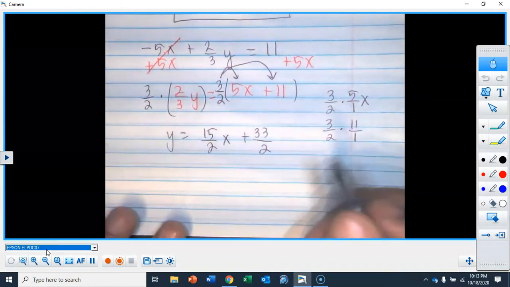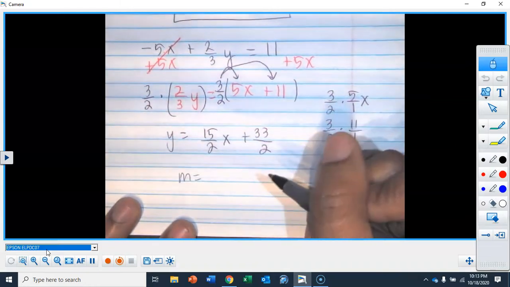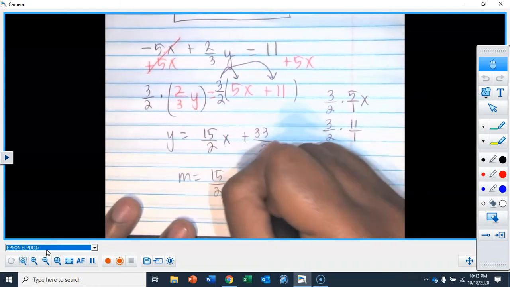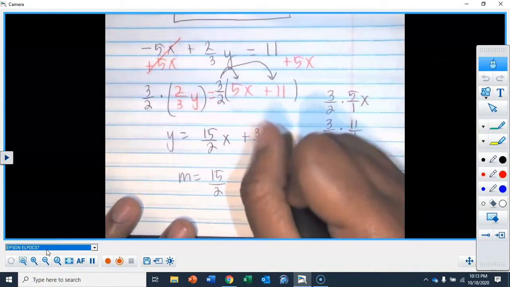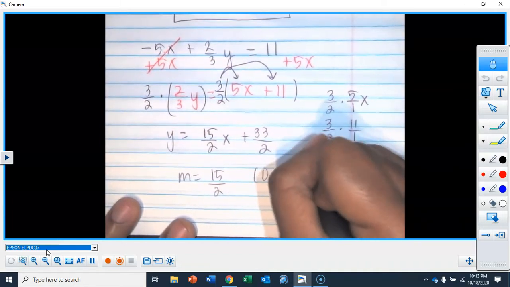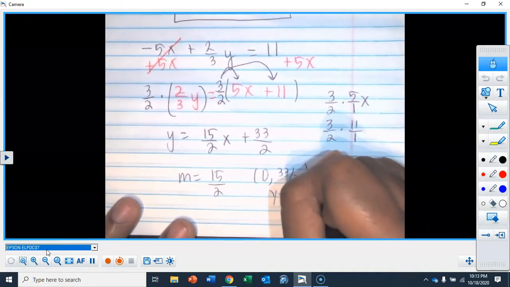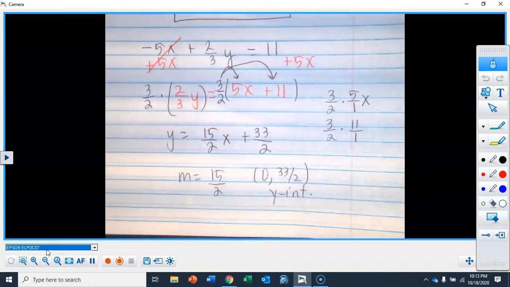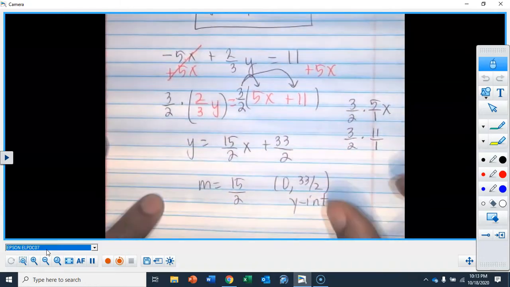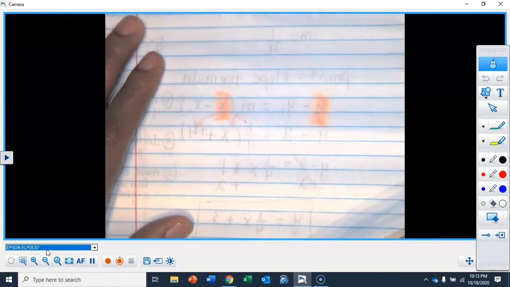That's it. What's our slope? M is equal to 15 halves, which is the same as 7.5. Okay, (0, 33 over 2) is our y-intercept. How easy is that? Okay. And just to be clear, I'll do one more and I'll stop this video. What if we have a negative? So let me do one more.